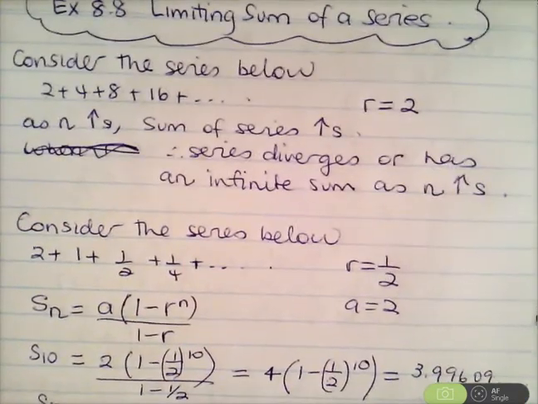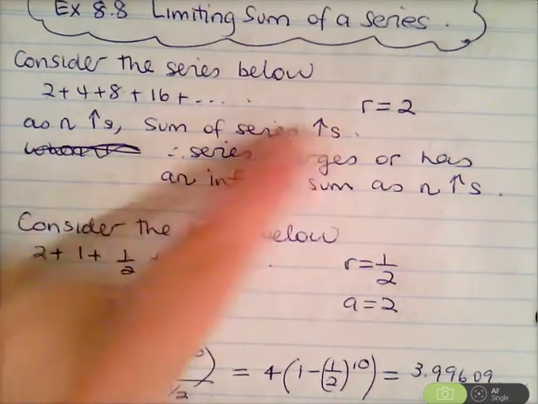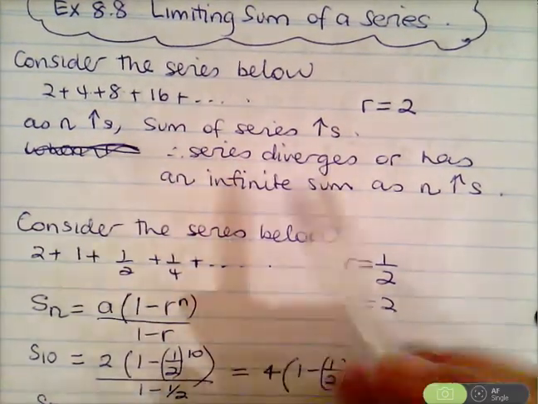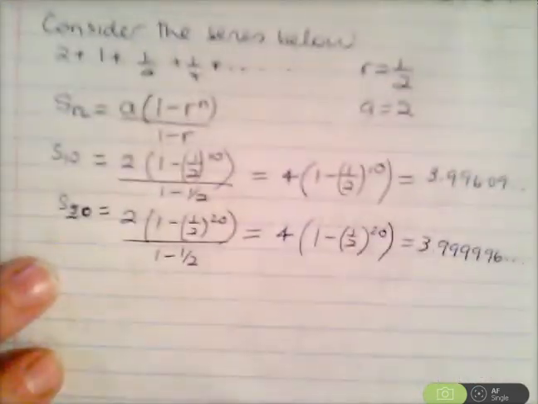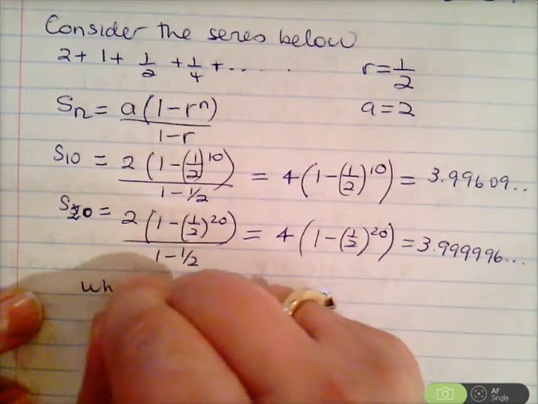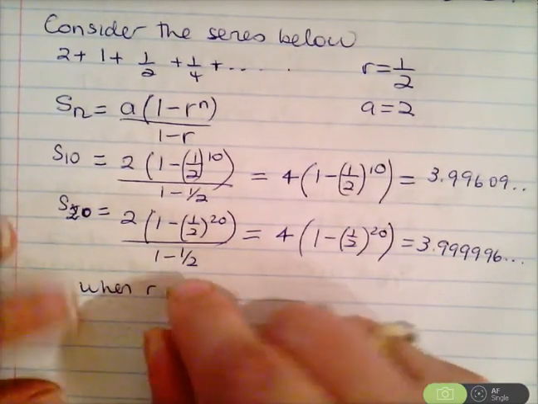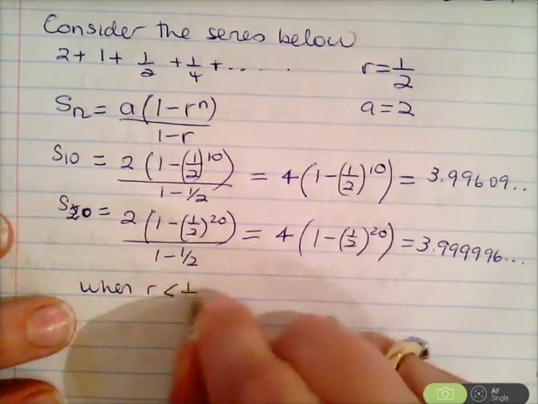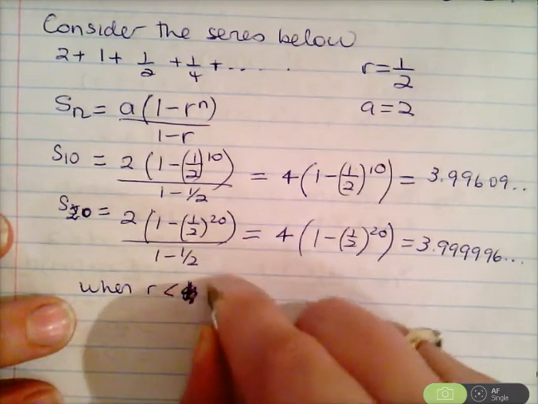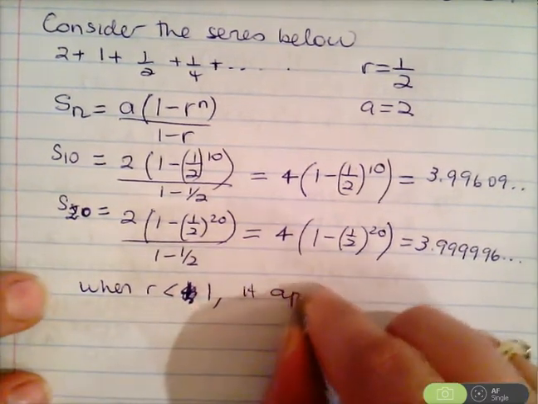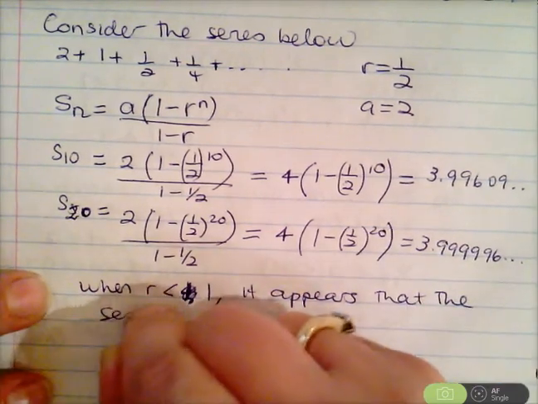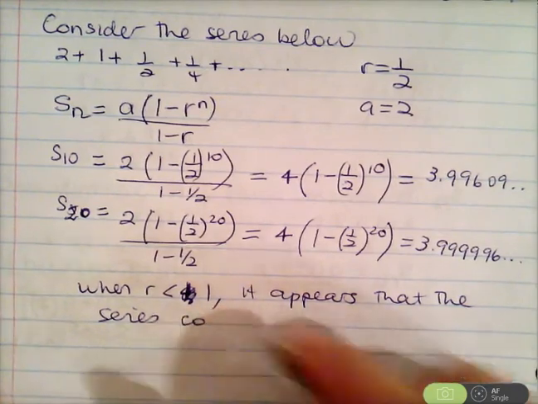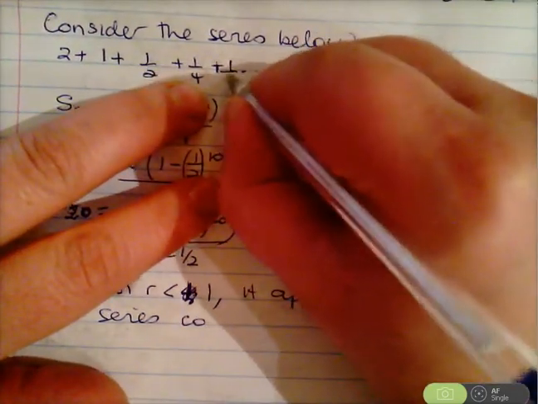Okay, so the difference between these two series: they both start with 2, but one has r equal to 2. That series gets larger and larger, so the sum of the series diverges or has an infinite sum. But when r is a half, or r is less than 1, it appears that the series gets smaller and smaller.